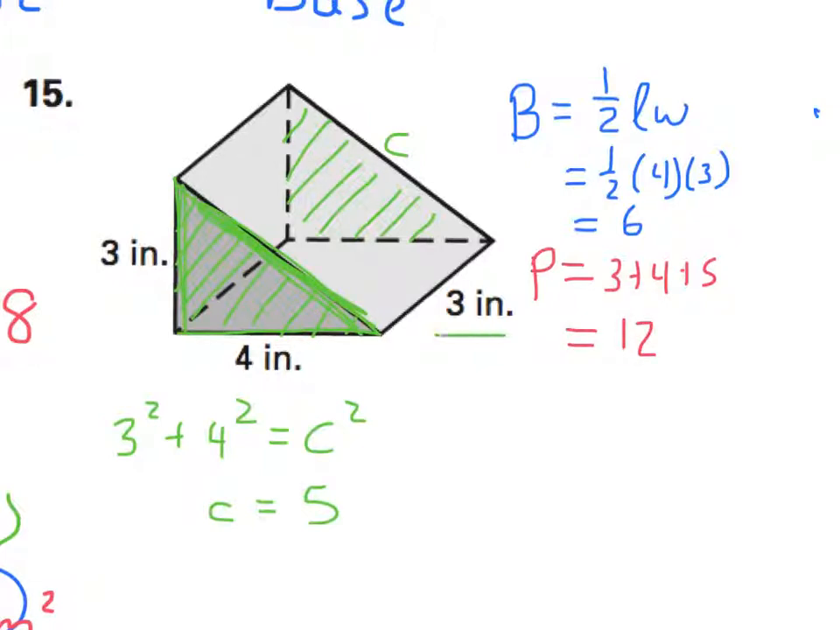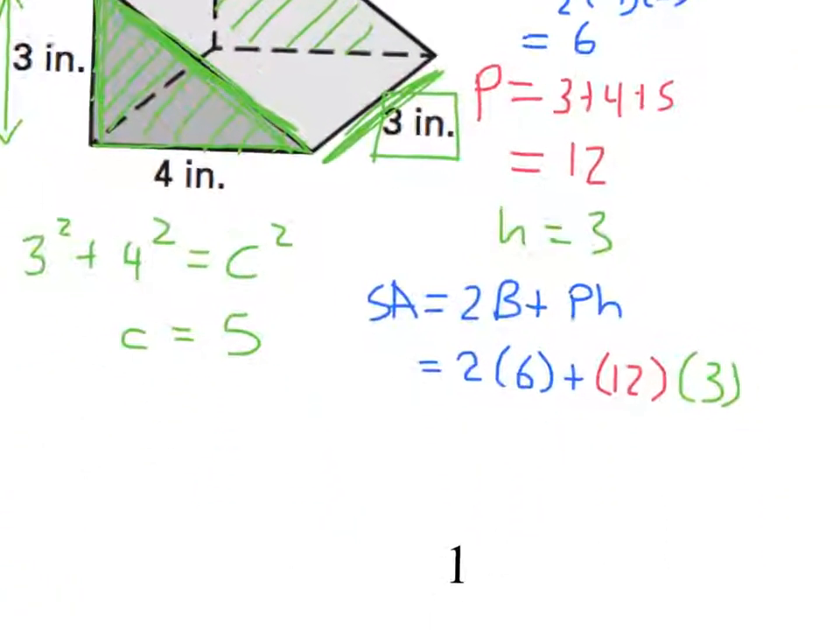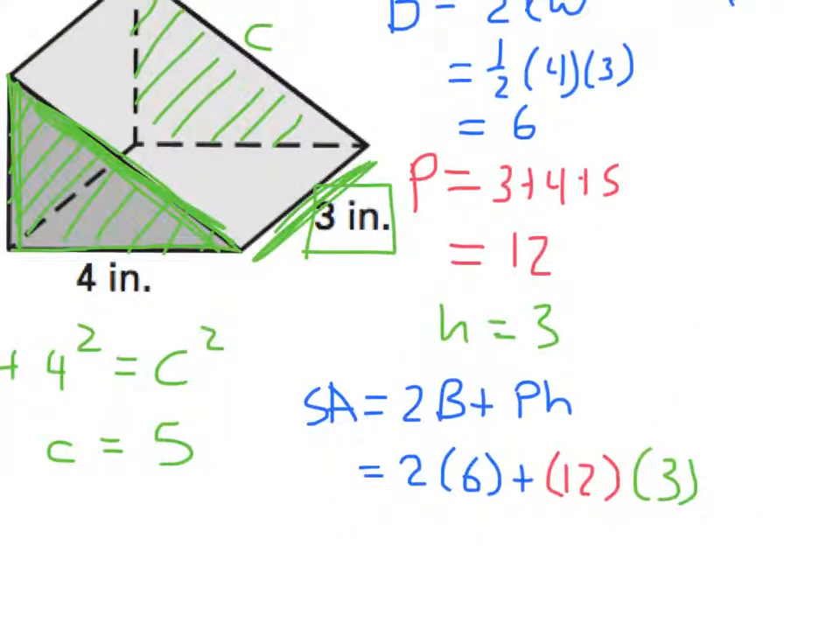And the height here is the different height. Don't think up and down in this case. Think the distance between the bases. So h is 3. Now we can plug this into our super formula. My surface area is equal to 2B plus PH. So here we're going to substitute. And then we simplify. And our final answer will be inches squared. 48 inches squared.